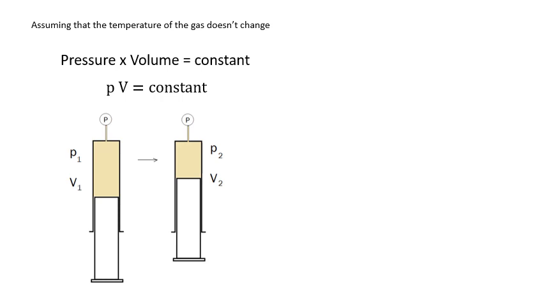Here's a relationship you need to know. Now, assuming that the temperature of the gas doesn't change, pressure times volume equals a constant. If the pressure is inversely proportional to the volume, then pressure times volume equals a constant, or PV equals a constant. So if I have this gas in the syringe at P1 and V1, and I compress it so that it's P2 and V2, then PV equals a constant.